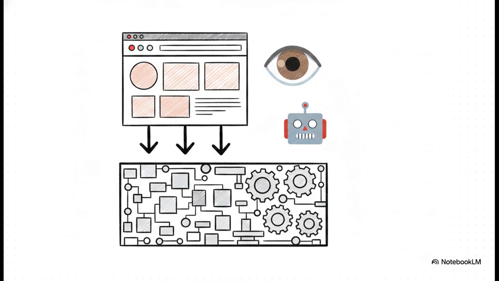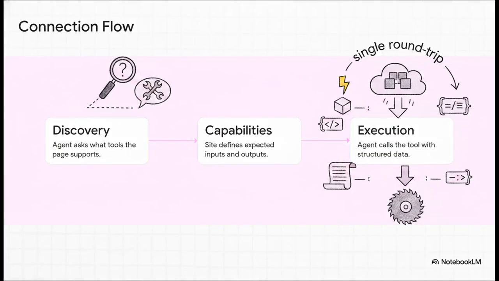This layer is entirely invisible to humans, but it's perfectly optimized for AI logic, relying on JSON schemas, explicit parameters, and programmatic tool definitions. Let's look at how this builds out in real time when an agent visits a site. It's a clean 3-step process. Step 1 is discovery. The agent essentially taps the web page on the shoulder and asks, "Hey, what tools do you support?" Step 2 is capabilities. The site responds with exact JSON schemas, clearly laying out what inputs it expects and what outputs it will return. And step 3 is execution. The agent calls the tool with the precise structured data required. The whole interaction happens in one single, highly reliable round trip.